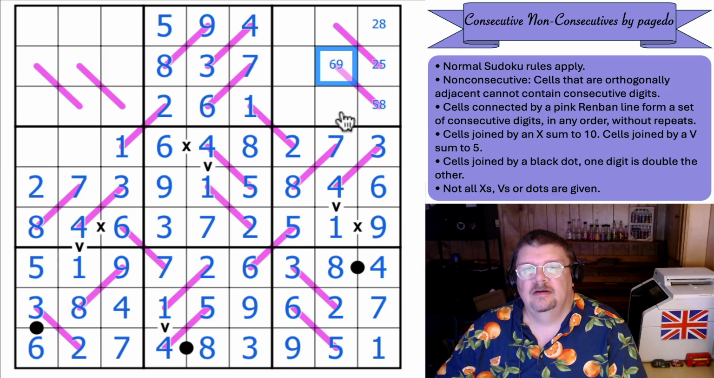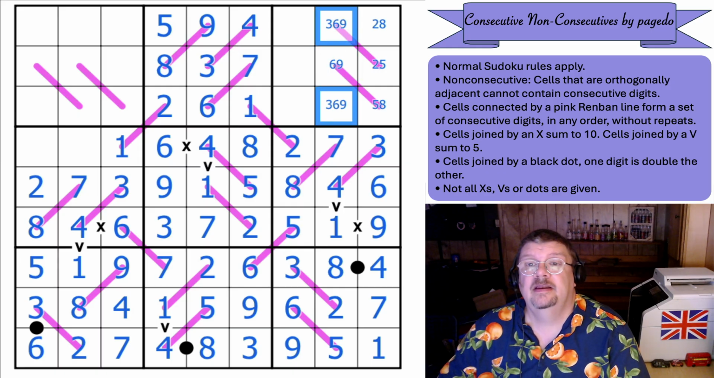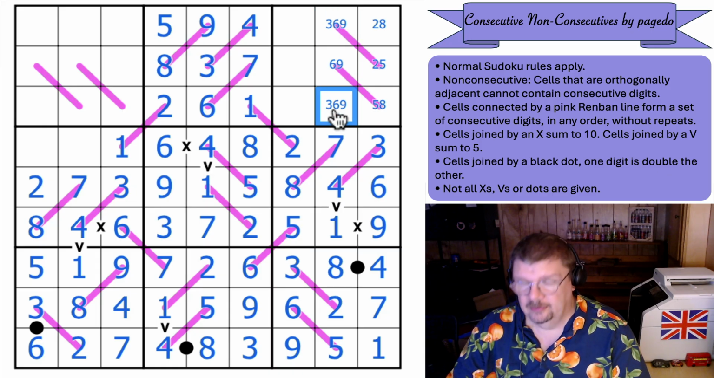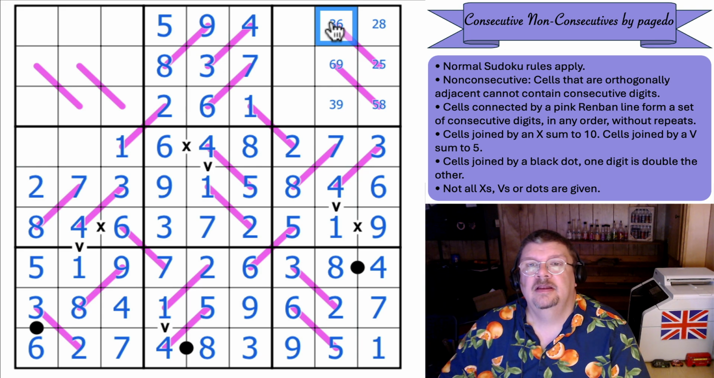In fact, let's put 3, 6, and 9 in the column. That one's not a 6. That one's not a 9. And 3 goes with a 2, and 6 goes with a 5. So that seems reasonable. And then these 3 digits must be 1, 4, and 7.